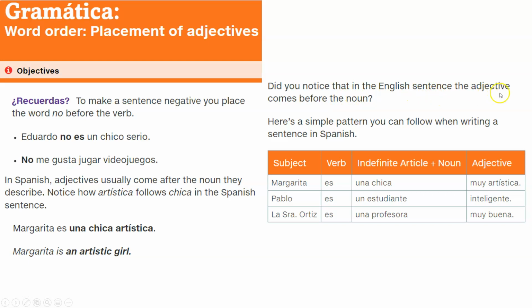So did you notice in English this sentence, the adjective comes before the noun, but in Spanish, the adjective comes after the noun, right? So Margarita es, and then you put the object first, una chica, and then describing, muy artística, very artistic. Pablo es, then you put what he is first, un estudiante, a student, and then you describe him, inteligente. So the description comes at the end. What's more important is what they are first. Then you describe them at the end. La señora Ortiz es una profesora muy buena, is a teacher that's very good.